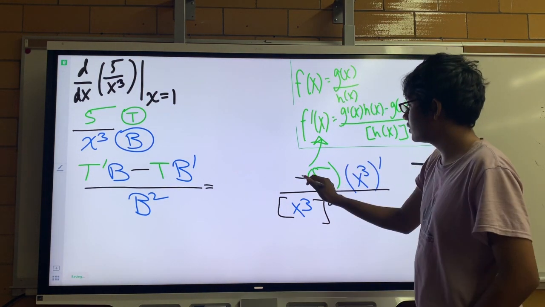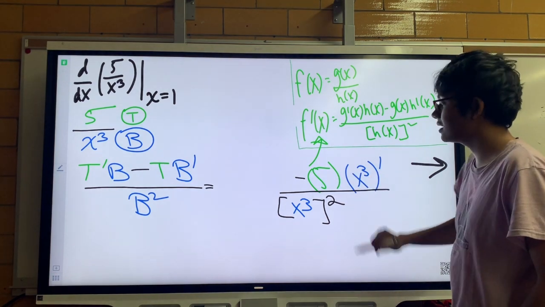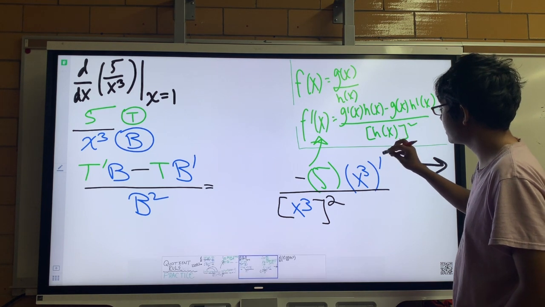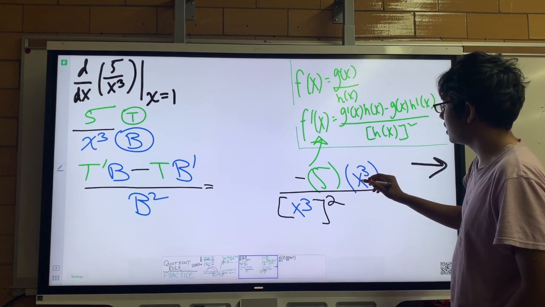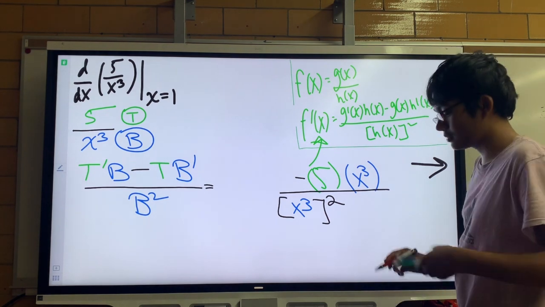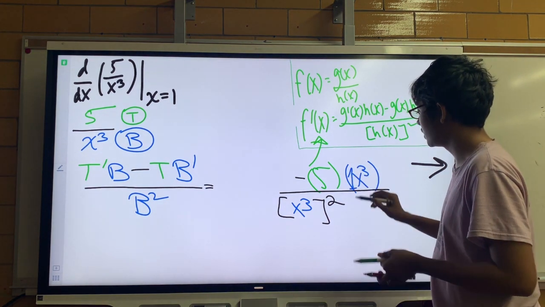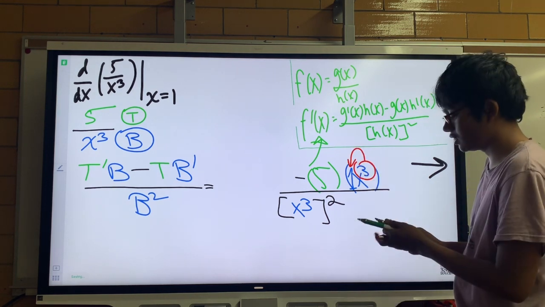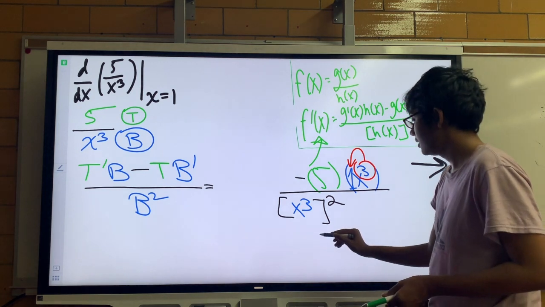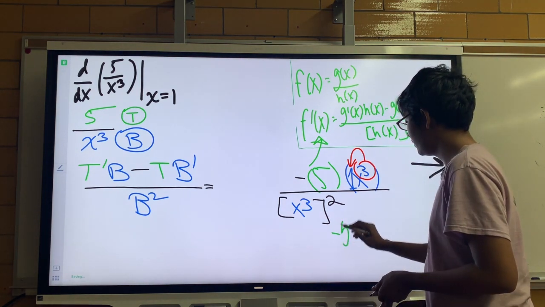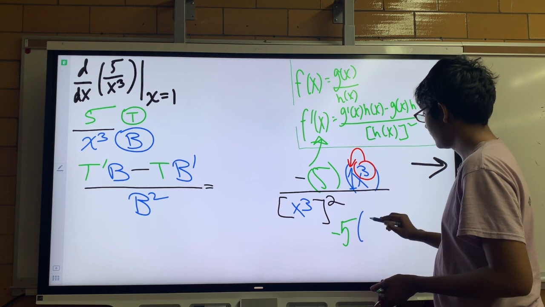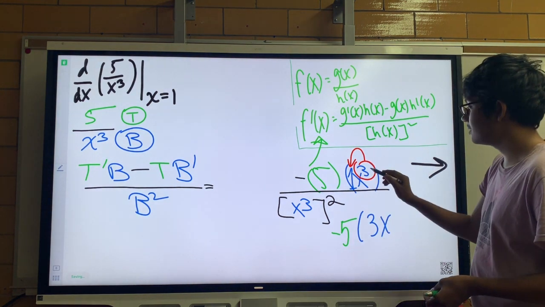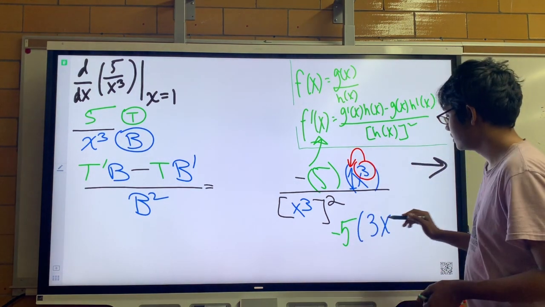Now we're left with minus 5 times the derivative of x cubed. Remember, we use the power rule. Pretend that there is an invisible exponent of 1, coefficient of 1 here, and we're going to take this exponent of 3, multiply it by this coefficient of 1, so that we get minus 5 times 3, because 3 times 1 is 3, x, and then my exponent is going to be 1 less than 3, which is 2.